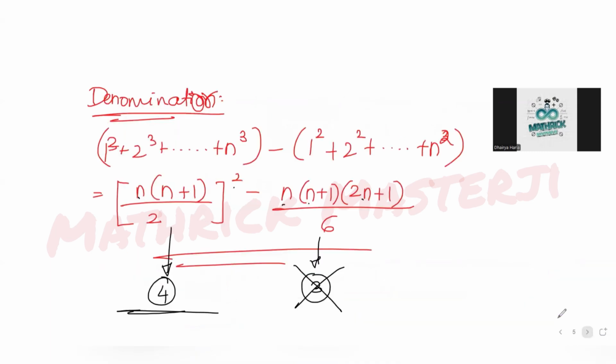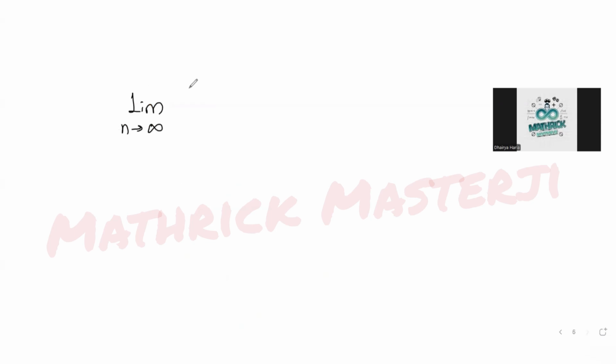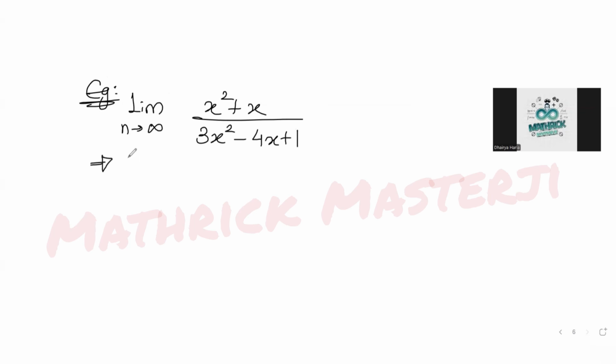Since both of them have the same highest power, let's take an example and solve this. Let's say x square plus x over 3x square minus 4x plus 1, where the limit tends to infinity. How do we solve this type of question? We just divide by the highest power. So I divide by x square on both sides, for the numerator and denominator.